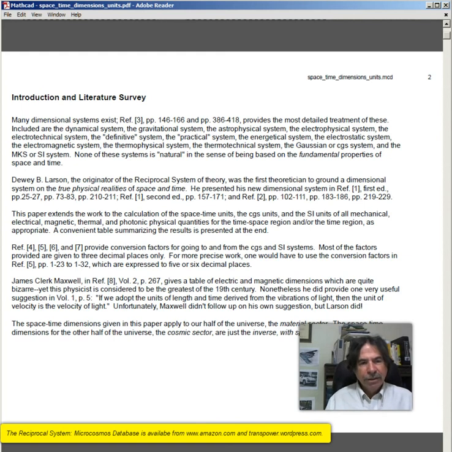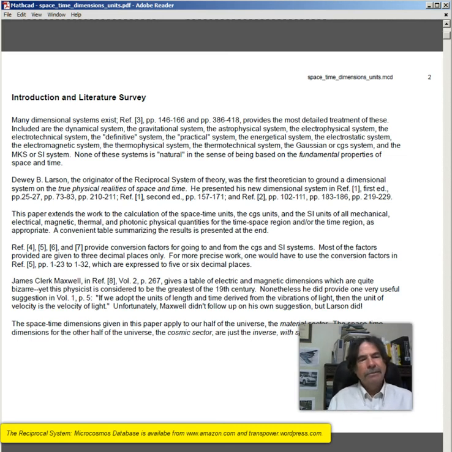This paper extends the work to the calculation of the space-time units, the CGS units, and the SI units of all mechanical, electrical, magnetic, thermal, and photonic physical quantities for the time-space region and/or the time region as appropriate. A convenient table summarizing the results is presented at the end. References 4, 5, 6, and 7 provide conversion factors for going to and from the CGS and SI systems. Most of the factors provided are given to 3 decimal places only. For more precise work, one would have to use the conversion factors in reference 5, pages 1-23 to 1-32, which are expressed to 5 or 6 decimal places.